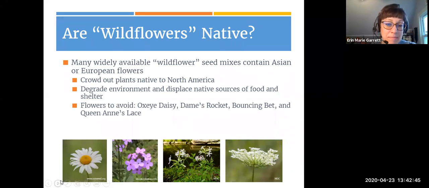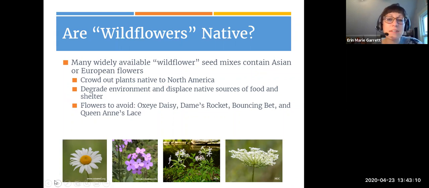Okay, and I think this is my last slide before we get to some examples. A lot of people ask about wildflower seed mixes. You can go to the home improvement store and pick up a pollinator mix. Many times they have some Asian or European flowers mixed into them. They're not being marketed oftentimes as native pollinator mixes. They're just a wildflower mix, okay?